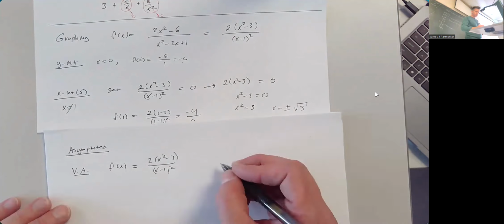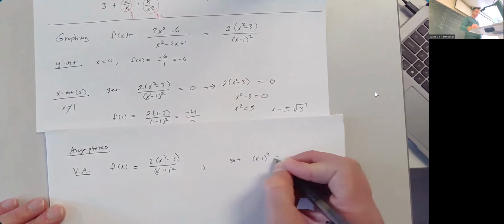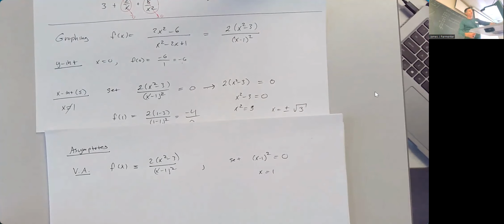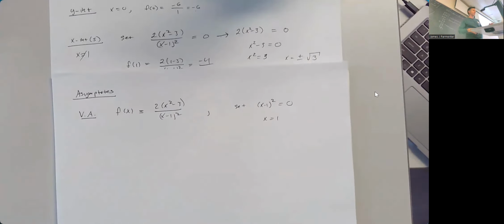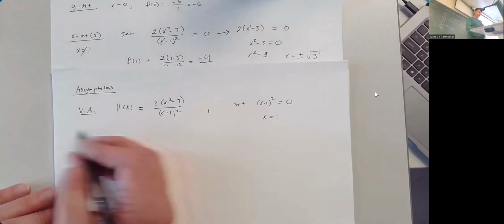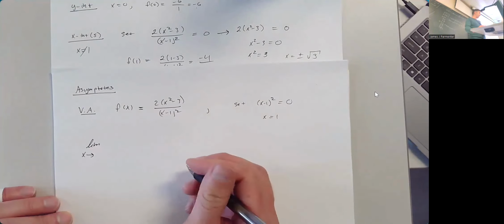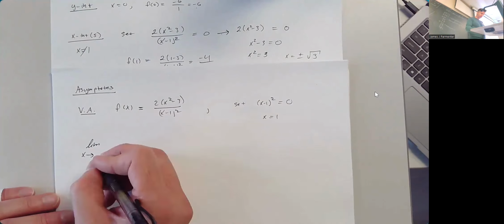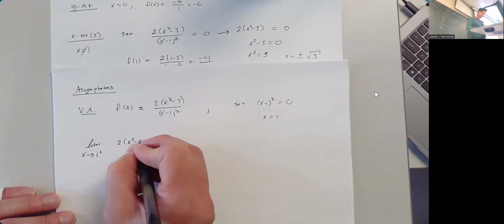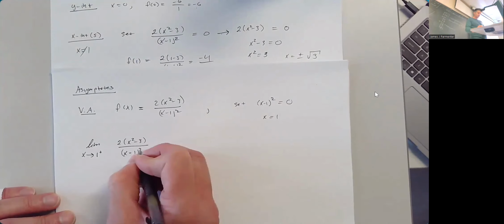So here we see that if we set the denominator equal to 0, we're going to get x equal to 1. And really, when you're graphing things, that's all you need to do. But I want to be a little bit more explanatory here so we know why we have a vertical asymptote. So you get a vertical asymptote when you take the limit as x approaches some finite value, like 1, from either side. And if we take the limit as x approaches 1 from the right of 2 times x squared minus 3 over x minus 1 squared.